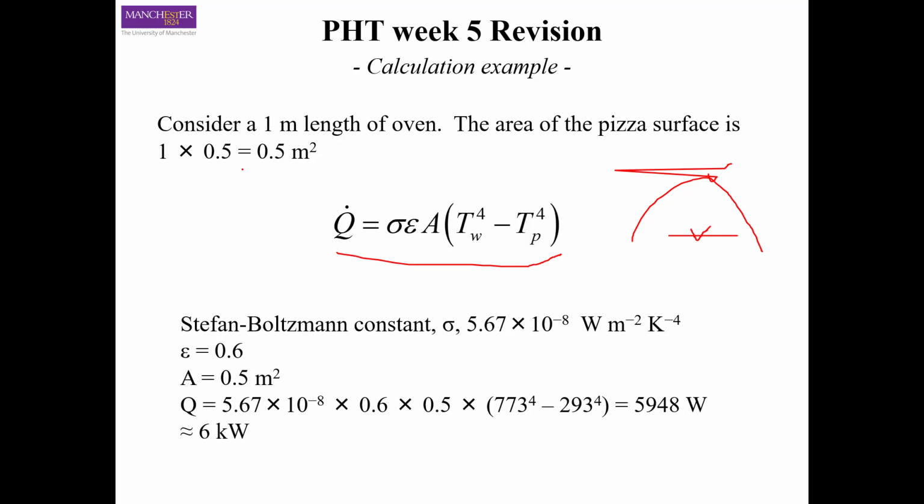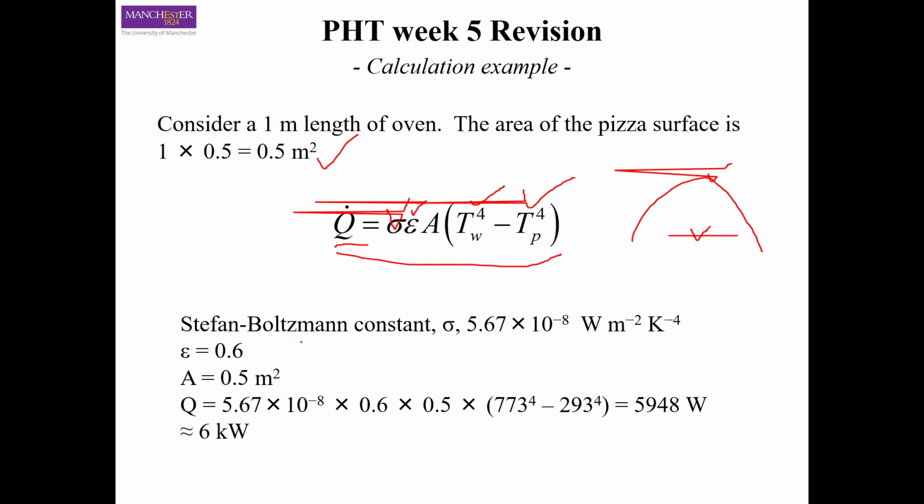The slab is 0.5 meter in width, and because it's a square duct channel, we do need to know the length of the oven as well. Here we are assuming that the length of the oven is 1 meter. With that assumption, we can calculate the surface area of this slab, which is 0.5 meter squared. Now we know the area, the Boltzmann constant, epsilon, the temperature of the wall, and the temperature of the pizza slab as well, so we can calculate the rate of heat transfer.